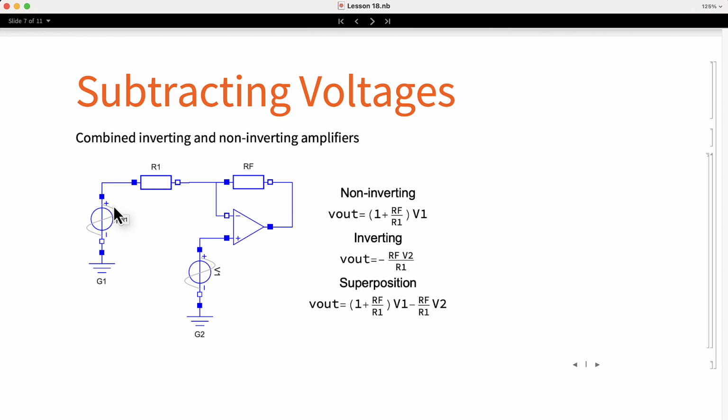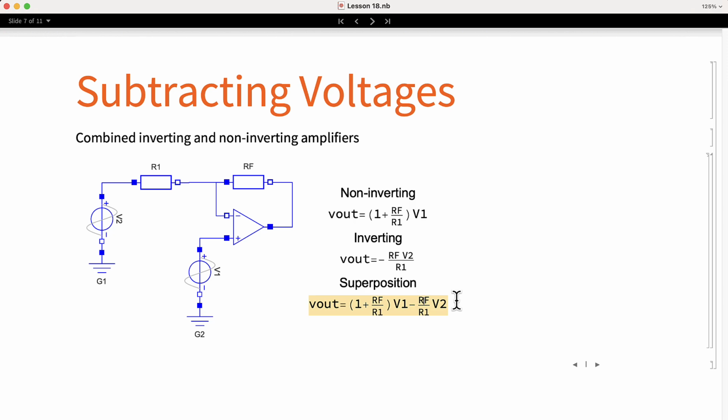We do not need to analyze the circuit since we already know the formulas for the non-inverting and inverting configurations. We can obtain the final formula by combining the contributions of the two sources using superposition. That results in the following formula. We can see that the voltages V1 and V2 are subtracted, but they are scaled.